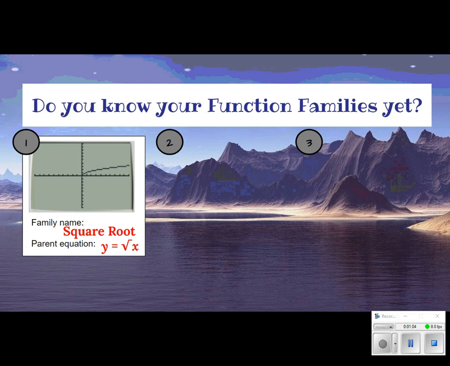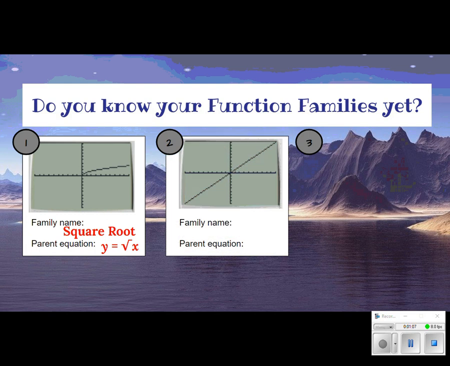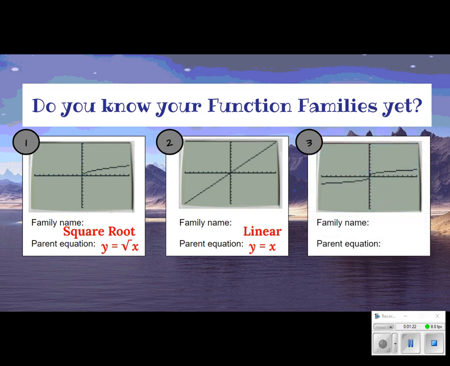Here is number 2. Pause the video, write down the family name and the parent equation. All right, this is the linear function family. Its parent equation is y equals x. Here is graph number 3. Write down the family name and the parent equation. Pause the video. This is the cubic root function family. The parent equation is y equals the cubic root of x.